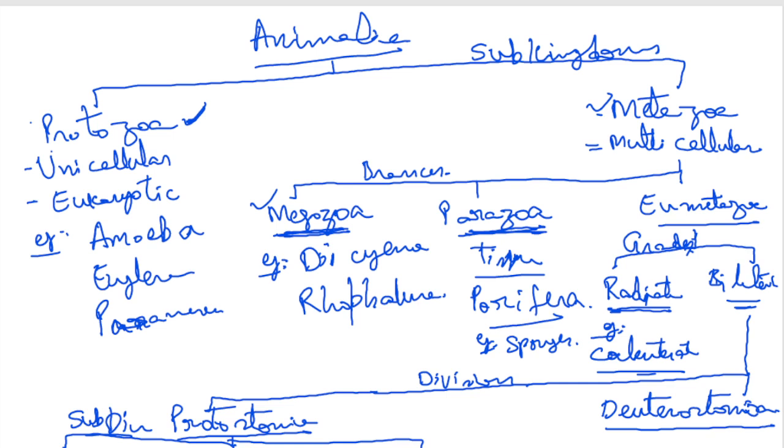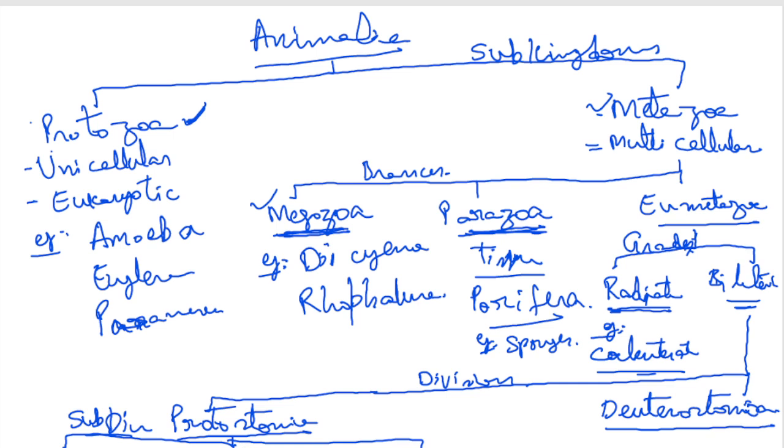Acoelomata means they don't have any coelom in their body. A coelom means no coelom. Because of that, they are called acoelomate animals. An example for this acoelomata is platyhelminthes. All the platyhelminthes animals belong to the acoelomata subdivision.